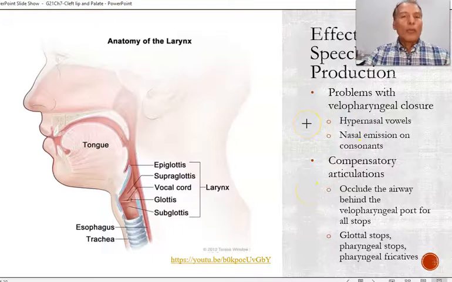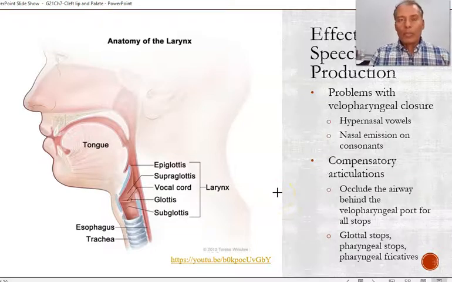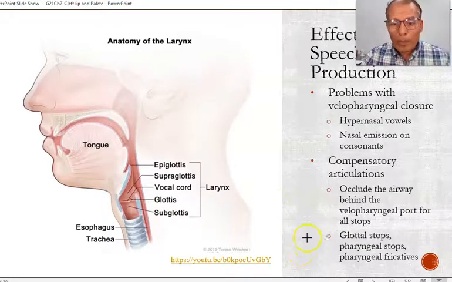So there are a lot of speech problems, again, resulting from cleft palate. Sorry, the system is really, really slow here.